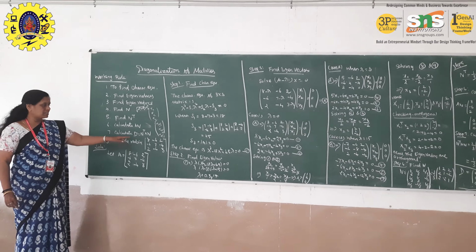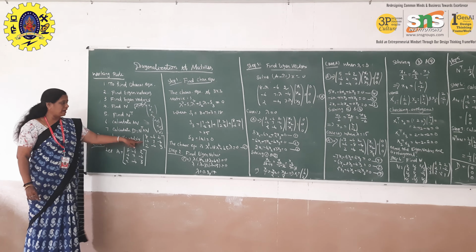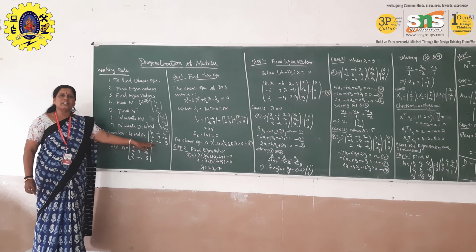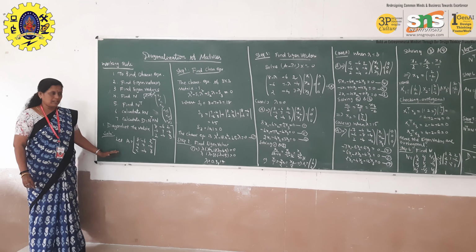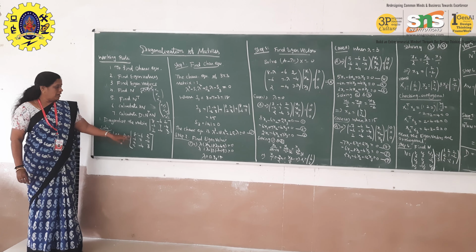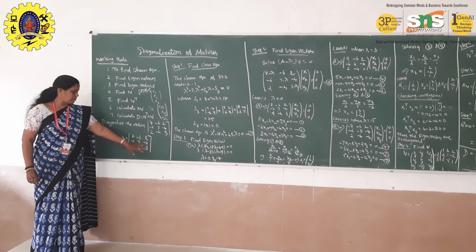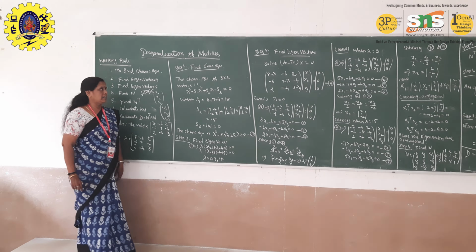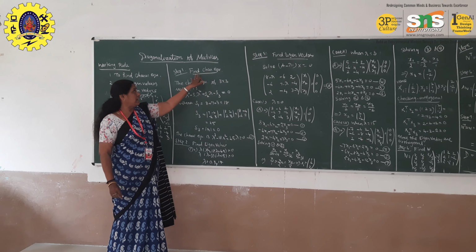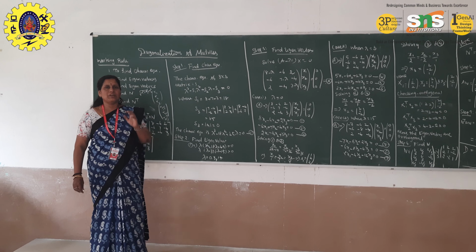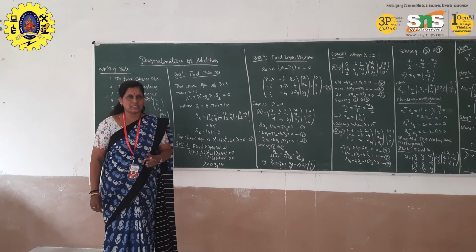Diagonalize the matrix 8, minus 6, 2; minus 6, 7, minus 4; 2, minus 4, 3. Here we consider the given matrix as A. So A is equal to 8, minus 6, 2; minus 6, 7, minus 4; 2, minus 4, 3. Next, we are supposed to find the characteristic equation.